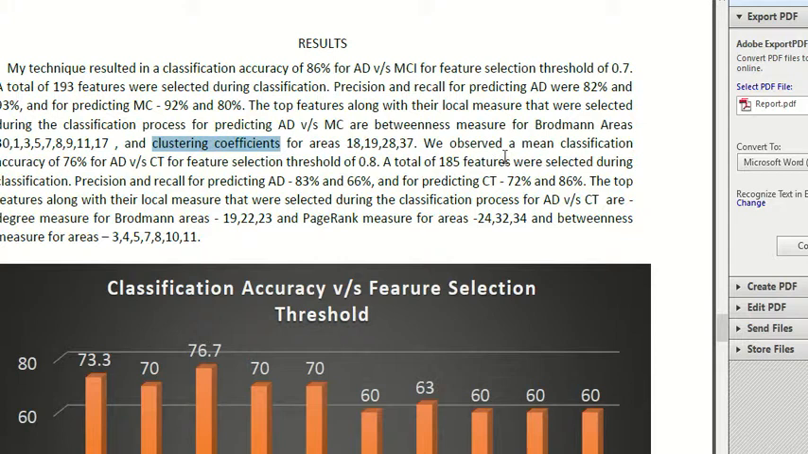And also I observed a classification accuracy of 76% for AD versus CT with a feature selection threshold of 0.8. So a total of 185 features were selected during the classification, and the precision and recall for predicting AD were 83% and 66%, and for predicting CT were 72 and 86% respectively. And these were the list of features that were selected during our classification process.